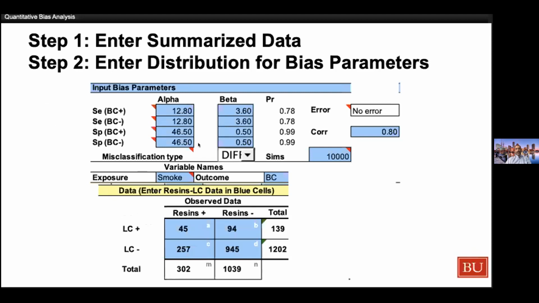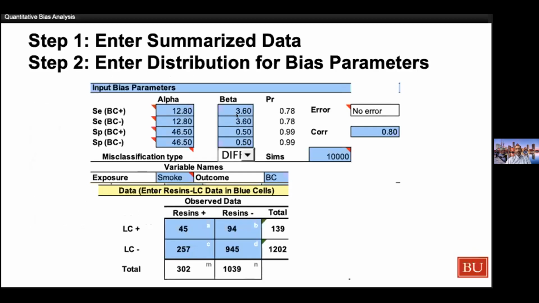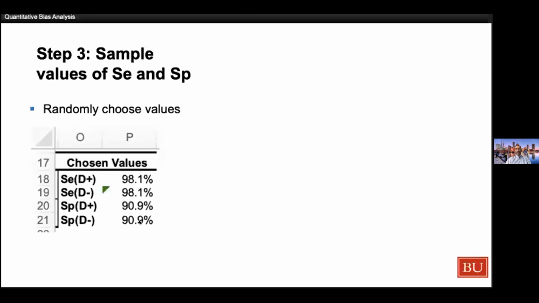And then I enter the beta distributions that summarize the amount of the distribution for the sensitivity and specificity. And then I tell it I want to run 10,000 simulations. Then what the spreadsheet does is from that distribution that I've specified here for the sensitivity and specificity, it's going to sample values from those distributions. So the first time we run it, it chooses sensitivities of 0.98 and specificities of 0.909.